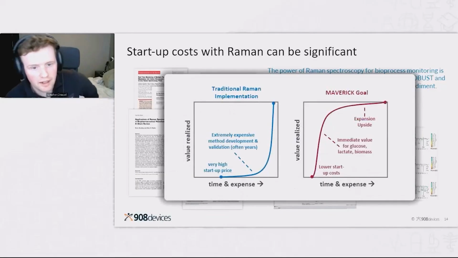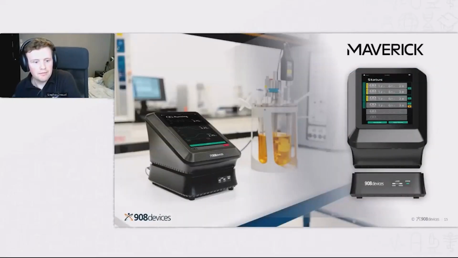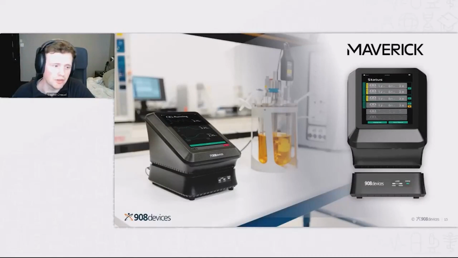So this all motivates what we were after when we were developing MAVERICK. We wanted to take this cumbersome training step that takes forever and is super costly out of the hands of the user and redevelop the mathematical framework to offer immediate value by just taking the system out of the box, doing a quick calibration, and then the user being able to get values for glucose, lactate, and biomass. So that's what I'm going to be talking about today. I'm going to be going over, briefly, under the hood, what's going on with MAVERICK and how our approach differs from PLS and PCR, those types of algorithms.